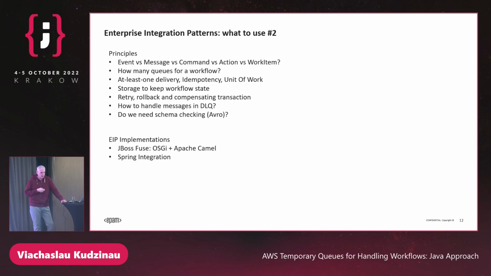So of course we need to think about storage, because we said, okay, we will return an ID, and then our UI application will poll us and ask for the workflow status. Retry, rollback, compensation transactions should also be in the picture. And also an important question: how to handle messages in that dead letter queue. Also a very popular question among developers: well, let's introduce schema checking of our messages and our queues.